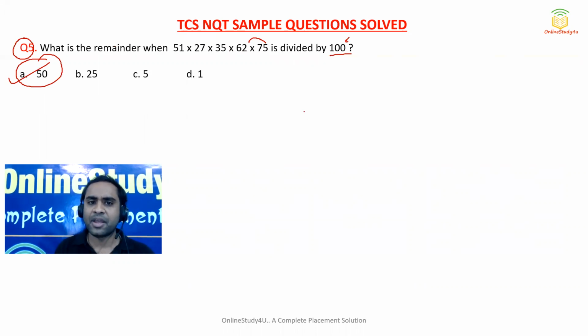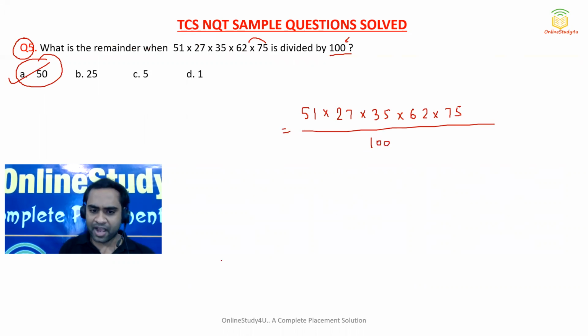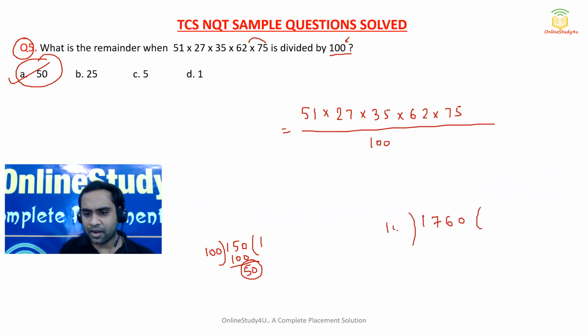So what is the remainder when we divide 51 into 27 into 35 into 62 into 75 by 100? If I ask you to divide 150 by 100, what will be your remainder? 100 once is 100, so 50 will be the remainder. Now if I ask you to divide 1760 by 100, 100 once is 100, then 100 seven times is 700, and then 60 will be the remainder.